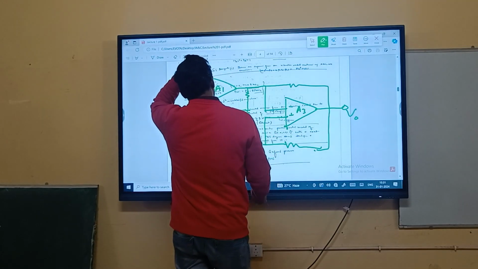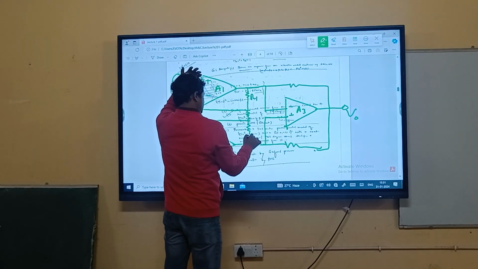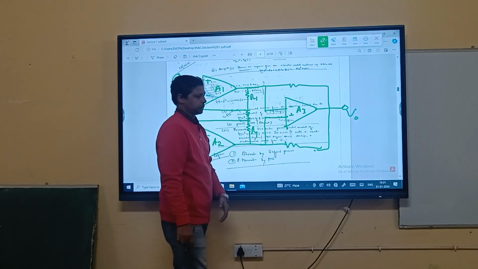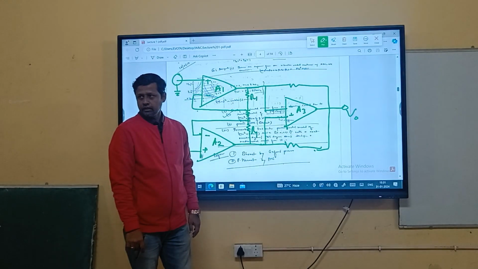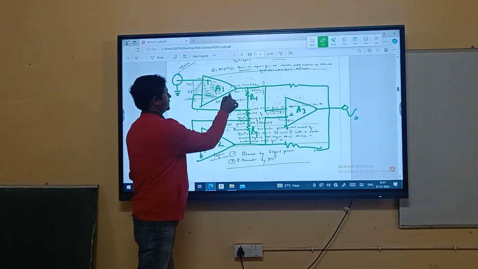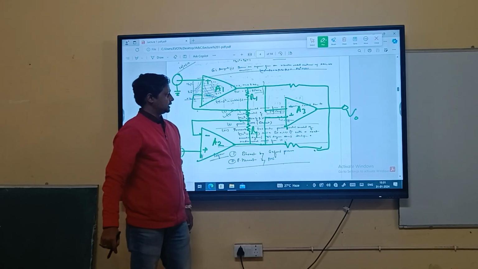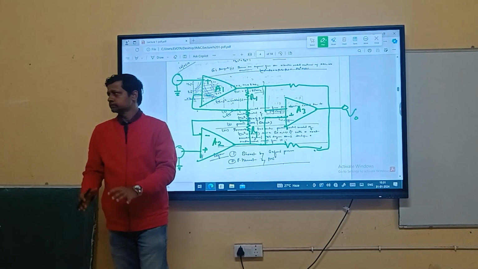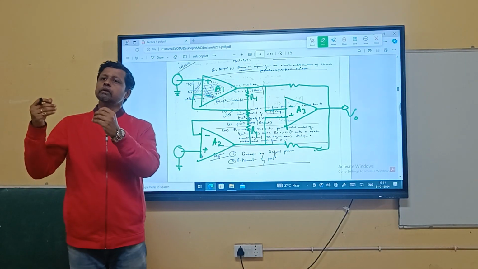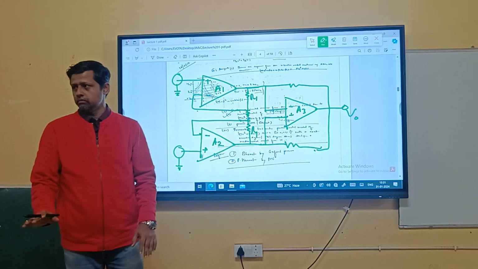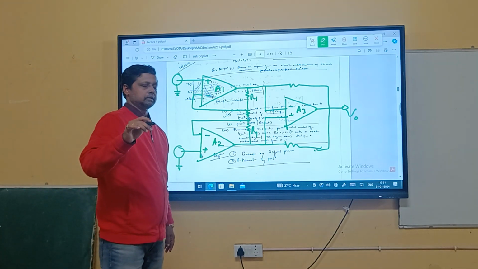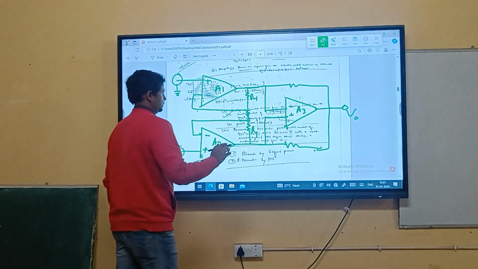Now I am taking R1 here purposely, so that these two architectures will provide you some commonality. Nothing wrong if you prefer some other resistance, no problem. It will slightly change your calculation, that's all.